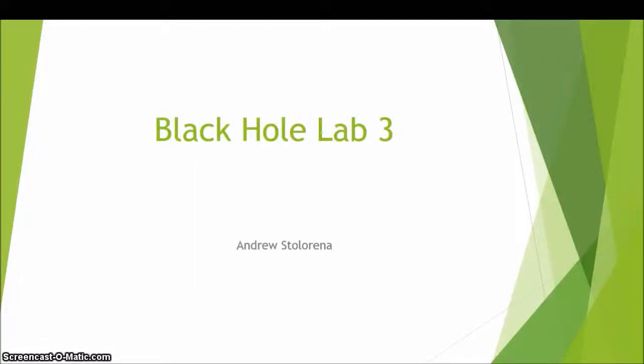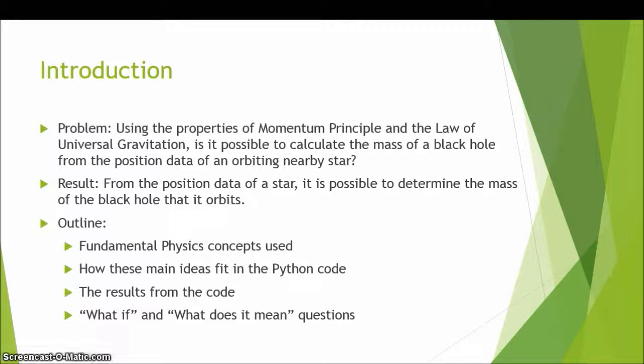Today we are discussing the movements of a star as it approaches a black hole. The problem that we are investigating is to determine if it is possible to calculate the mass of a black hole from the position data of an orbiting nearby star using the properties of the momentum principle and the law of universal gravitation. And the result from my model and analysis is that from the position data of a star, it is possible to determine the mass of the black hole that it orbits.